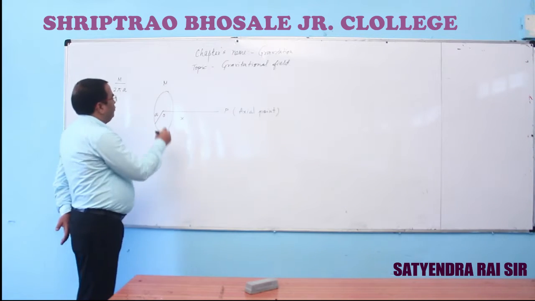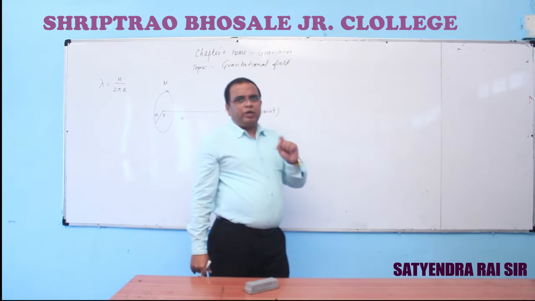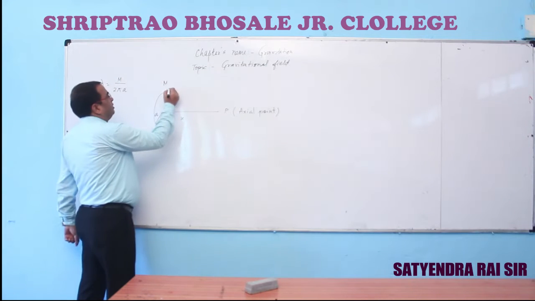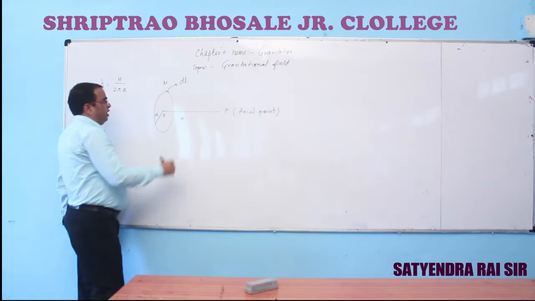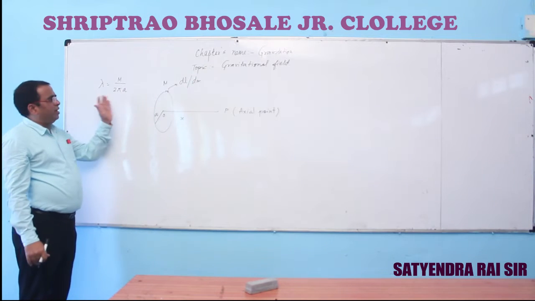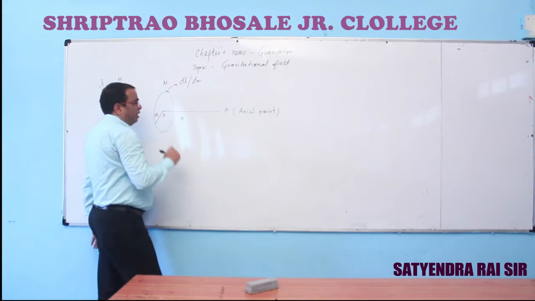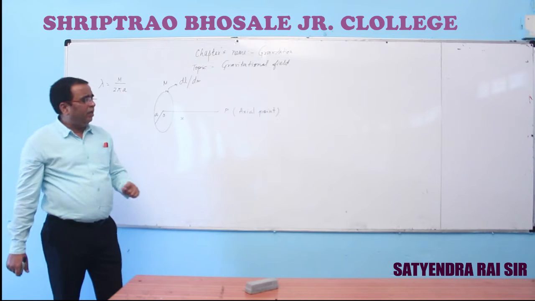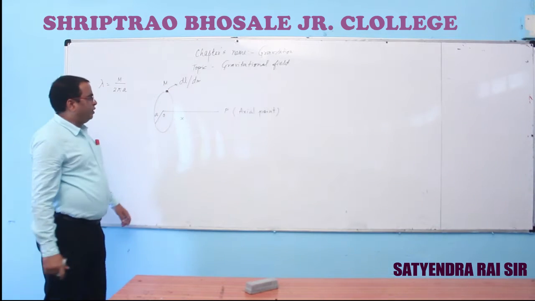Now let us take a very small portion, a length element of the ring. Let it be dl, and obviously we will define its mass dm, and dm will be lambda dl. It's quite simple to understand this mass element. Now we calculate the gravitational field at the point P due to the point mass, the element that we have considered over here.